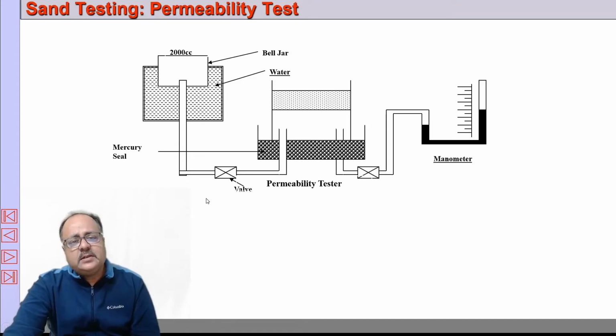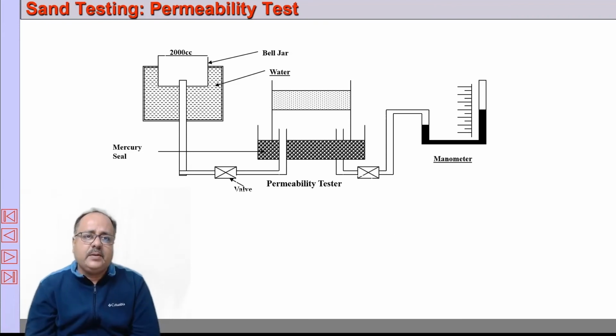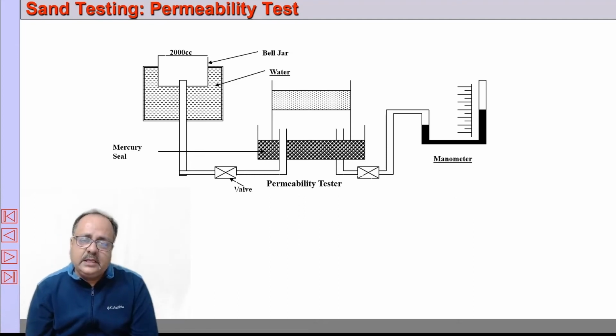Now when you open this valve, the air from here will come down and will flow through this test specimen. We use a mold to create this test specimen. If you buy a permeability tester machine, then you will be given a mold. In that mold, you make a specimen of 5.08 centimeter diameter and height 5.08 centimeter.